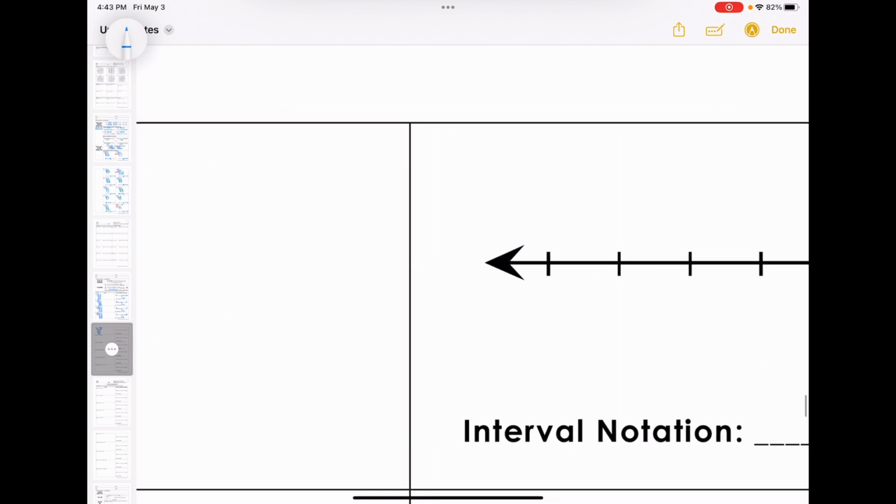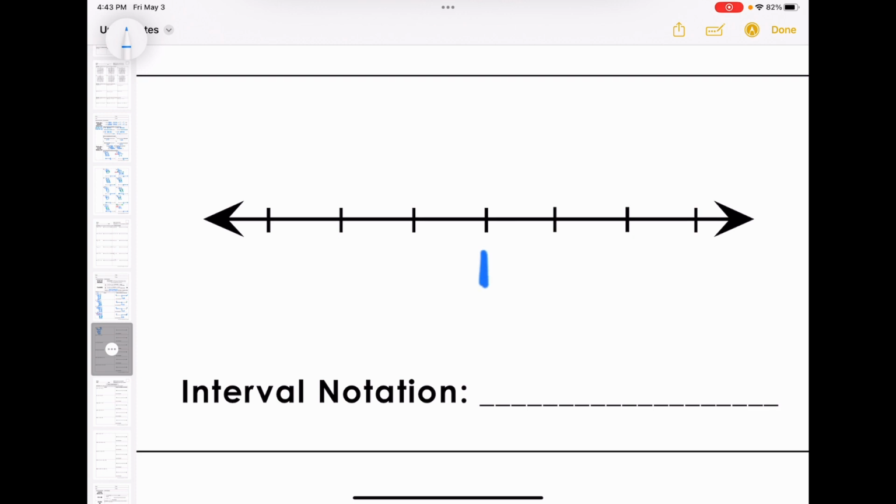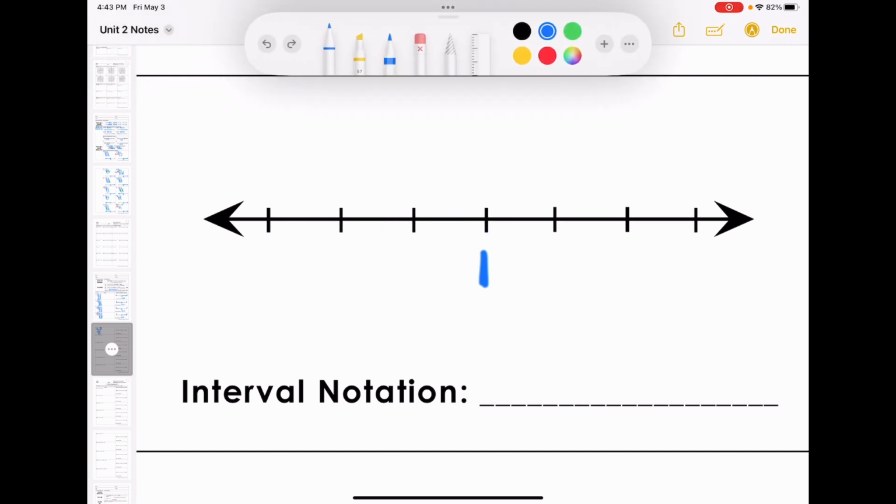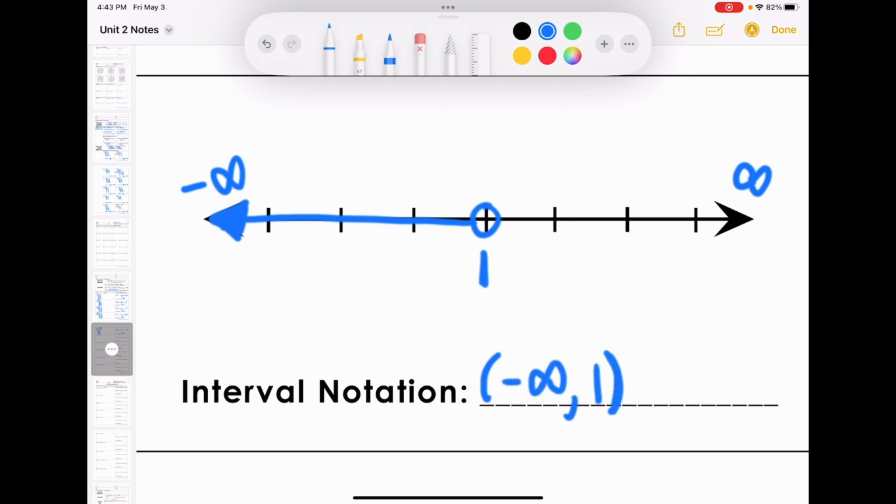Now for the graph, I'm going to put a positive 1 in the middle. It's just a less than sign, so I'm going to put an open circle. And I'm going to shade to the left. Remember, if it's pointing to the left, it's negative infinity. If it's pointing to the right, it's positive infinity. So my interval notation is going to be parentheses, negative infinity, comma 1 with a parentheses because it's an open circle.